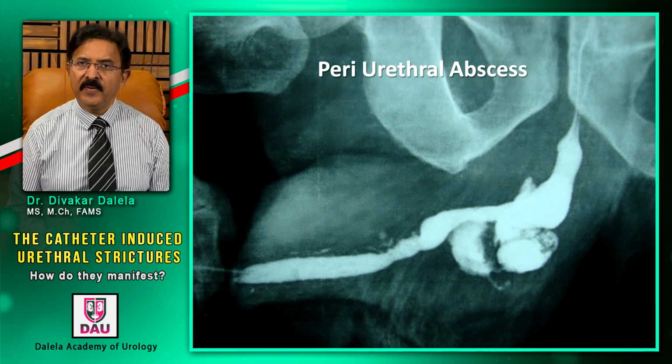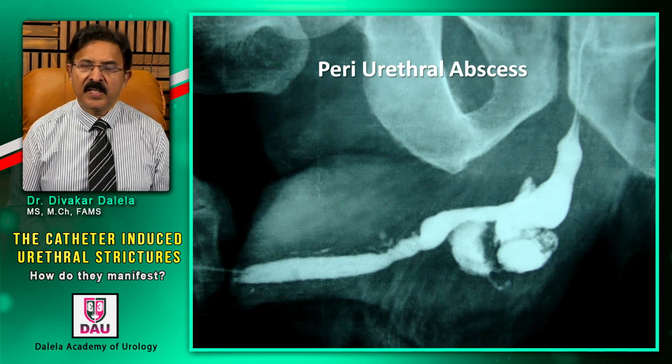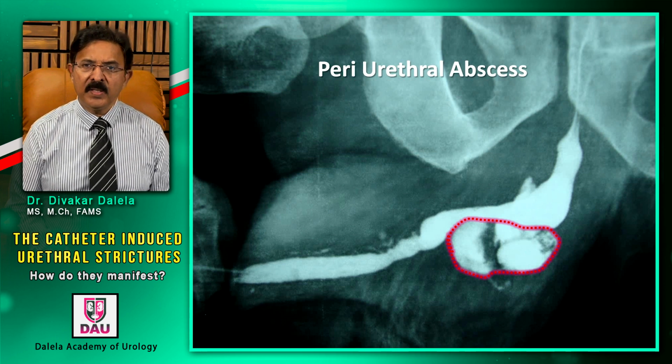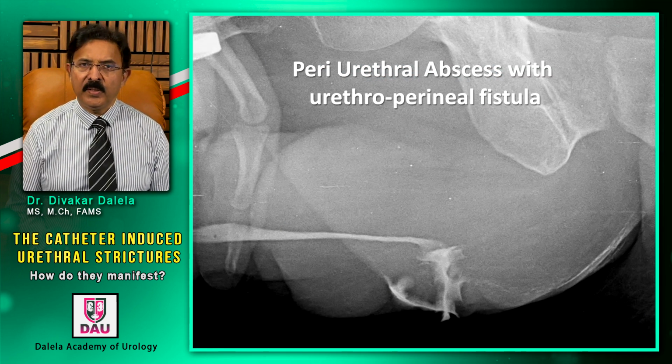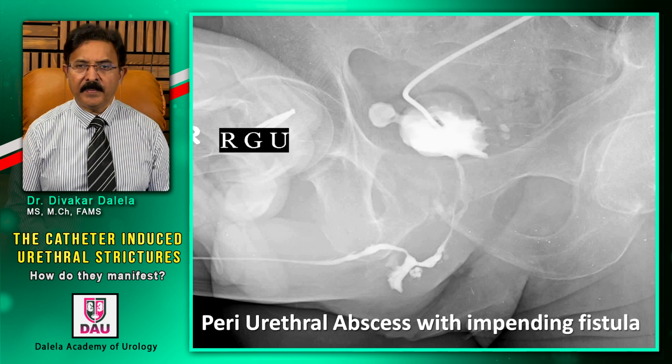And here's the urethrogram which has been there in my earlier videos also. You will see a stricture at the penobulbar junction. And by the red outline, you notice a large cavity filled with contrast. This is an example of periurethral abscess. Another retrograde urethrogram showing you a urethroperineal fistula. And another retrograde urethrogram showing you periurethral abscess with impending fistula. Complete fistula not formed, but because SPC was done, it probably either healed or aborted.